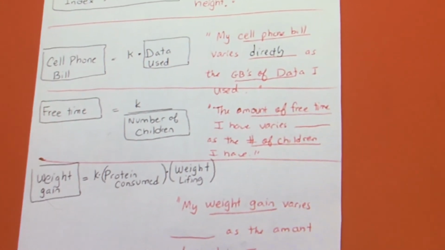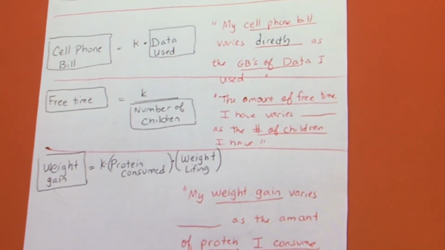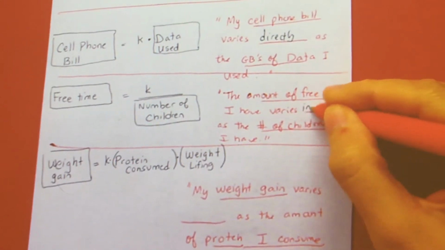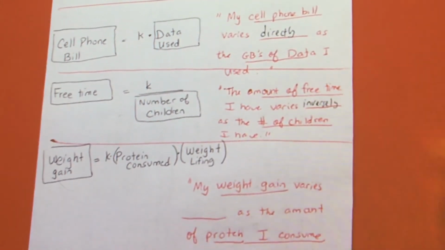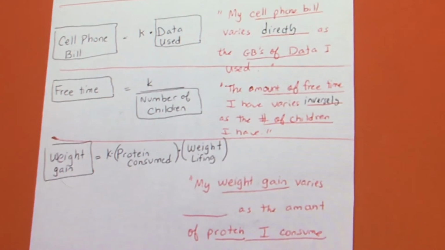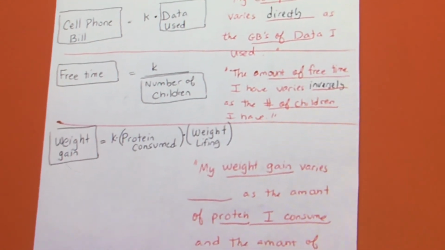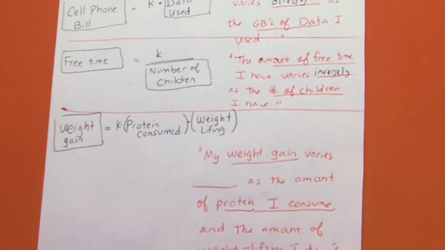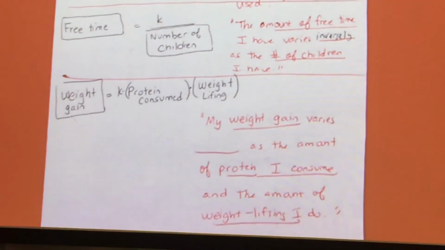On the other hand, I could say the amount of free time I have varies inversely as the number of children I have. So if I have more children, perhaps I'm going to have less free time. Right? So as one goes up, the other goes down. That's an inverse relationship.